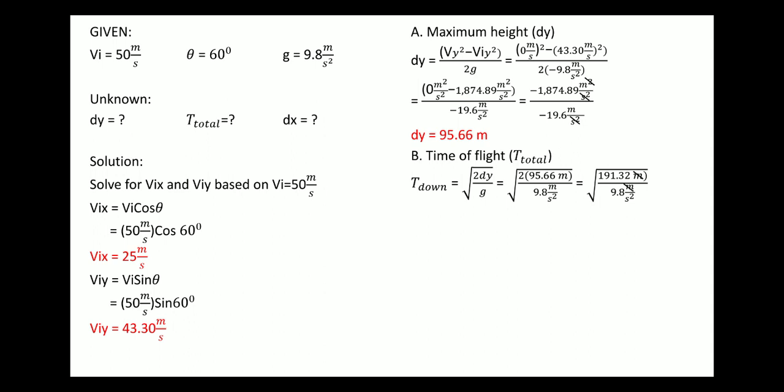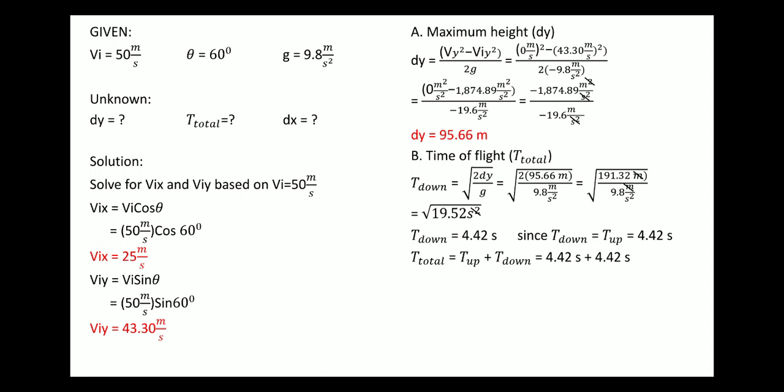So divide. The answer is 19.52 seconds squared. Then get the square root, which cancels the square. The square root of 19.52 is 4.42 seconds. Since time going down is equal to time going up, time going up is also 4.42 seconds. To compute for t total, we just need to add the two. So 4.42 seconds plus 4.42 seconds is equal to 8.84 seconds. So that is the time total.